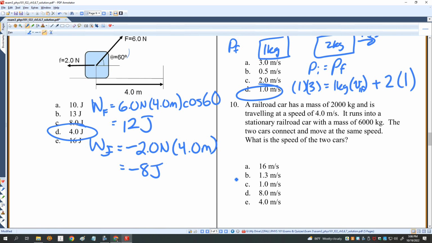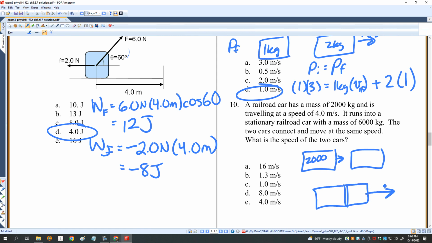Here's another collision. A railroad car has a mass of 2,000 kilograms and is traveling at a speed of 4 meters per second. It runs into a stationary railroad car with a mass of 6,000 kilograms. So I have these two. This one's moving in this direction. It's 2,000. This one's stationary. And then they connect and move off at the same speed. So this is v1i. This is the 6,000 kilogram. V2i is equal to 0. Here I have an 8,000 kilogram combined mass, and I want to know what is VF.